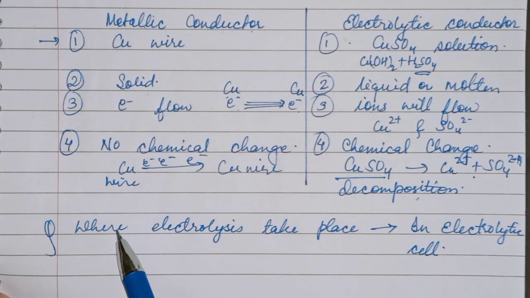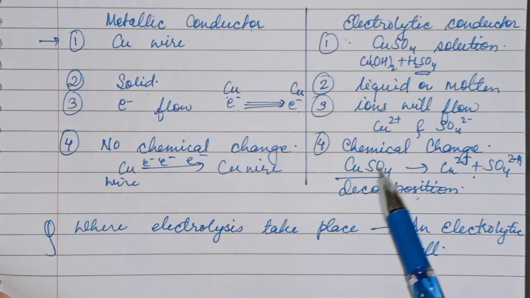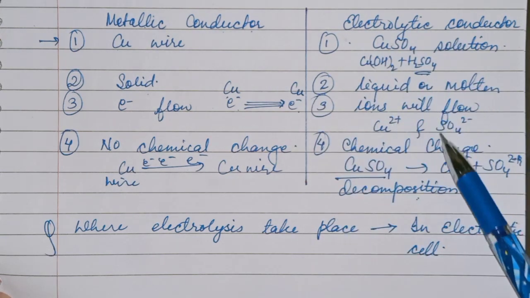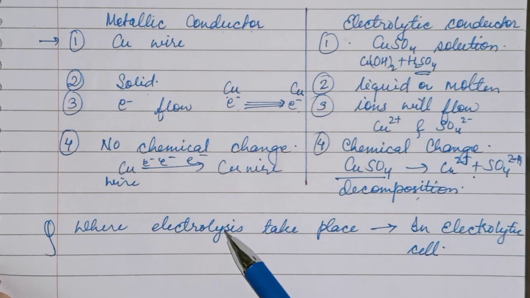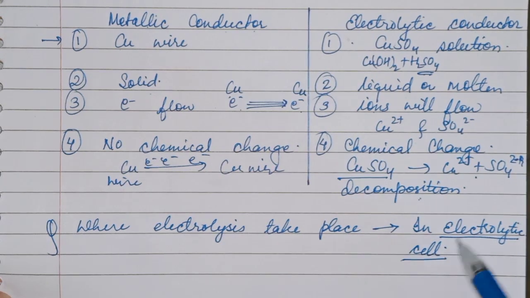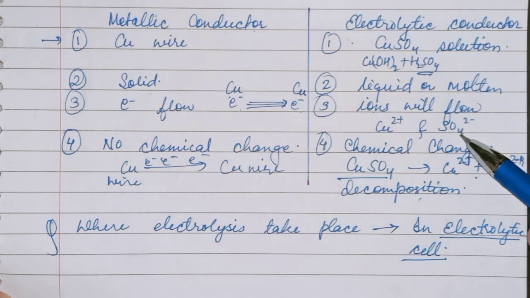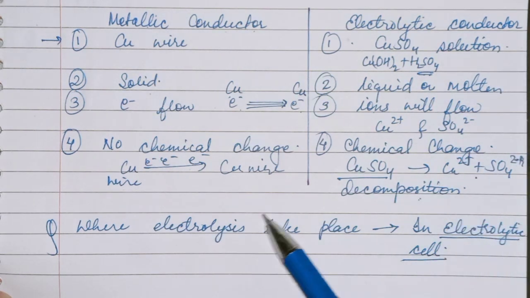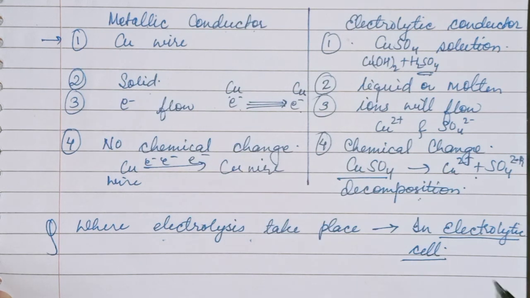Now the question arises: where does electrolysis, this full chemical reaction, take place? So the answer is that it takes place in electrolytic cells. What are electrolytic cells? We will discuss this now. Till now we have done electrolytes, conductors, and electrolytic conductors. Now where are these used in electrolysis? Electrolysis takes place in the electrolytic cell.